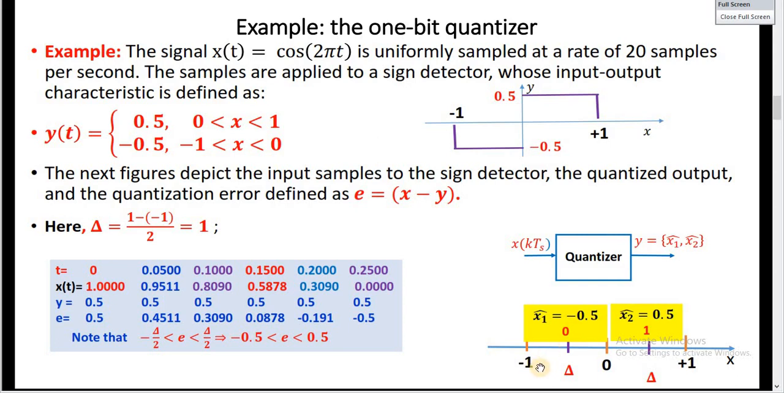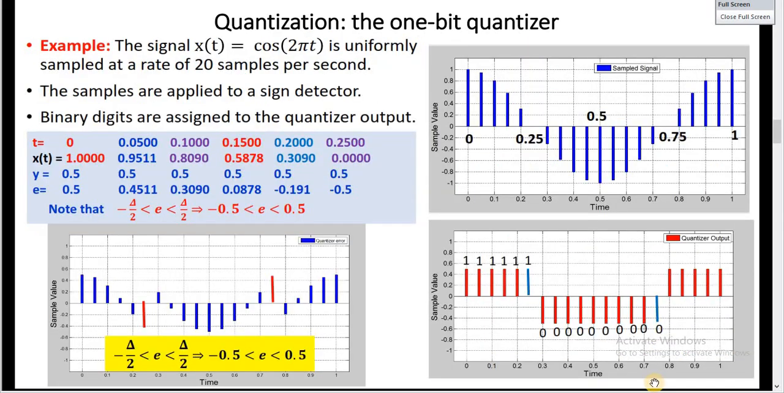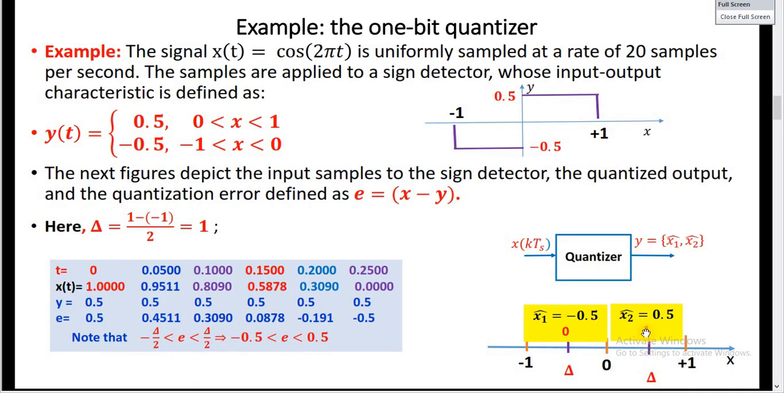As we can see, this distance between minus 1 and 0, which we call delta, equals 1, and this distance between 0 and 1 also equals 1, that's the same delta. In addition, the spacing between the representation level minus 0.5 and the representation level 0.5 is also 1. So we have 1, 1, and also 1.